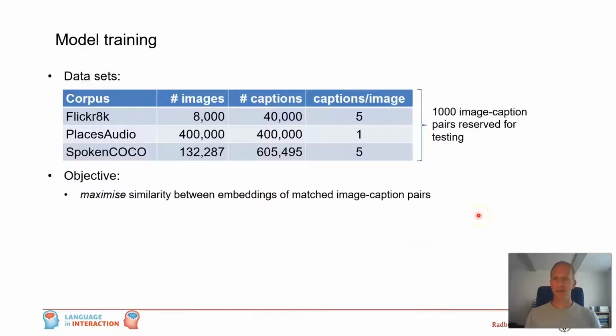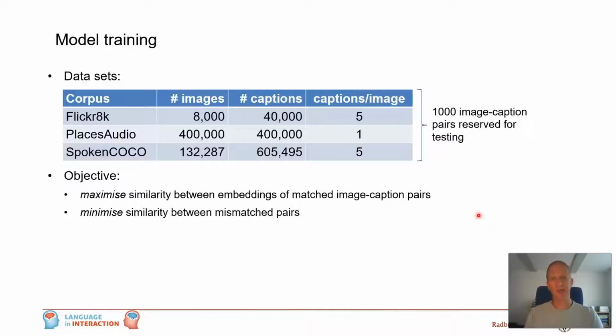Like I said, the objective of the model, the training objective, is to maximize the similarity between the embeddings of images and captions that match. So captions that describe the image. If this was the only objective, it would be a bit too easy because the model could just make all the embeddings identical to each other. So all the captions and all the images would have the same embedding, and then it would have maximized the similarity.